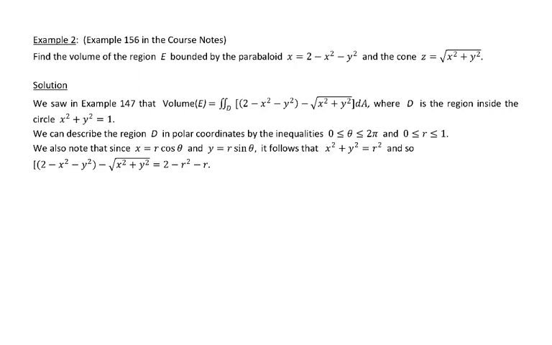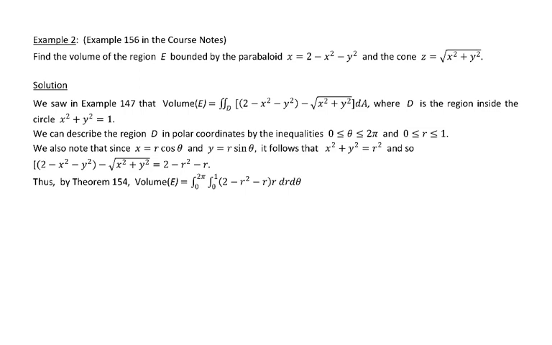To use a transformation to polar coordinates, we know that we must equate x equal to r cos theta and y equal to r sin theta. That means that x squared plus y squared is r squared. So the expression that we need to integrate, namely (2 minus x squared minus y squared) minus the root of x squared plus y squared, just becomes 2 minus r squared minus r.